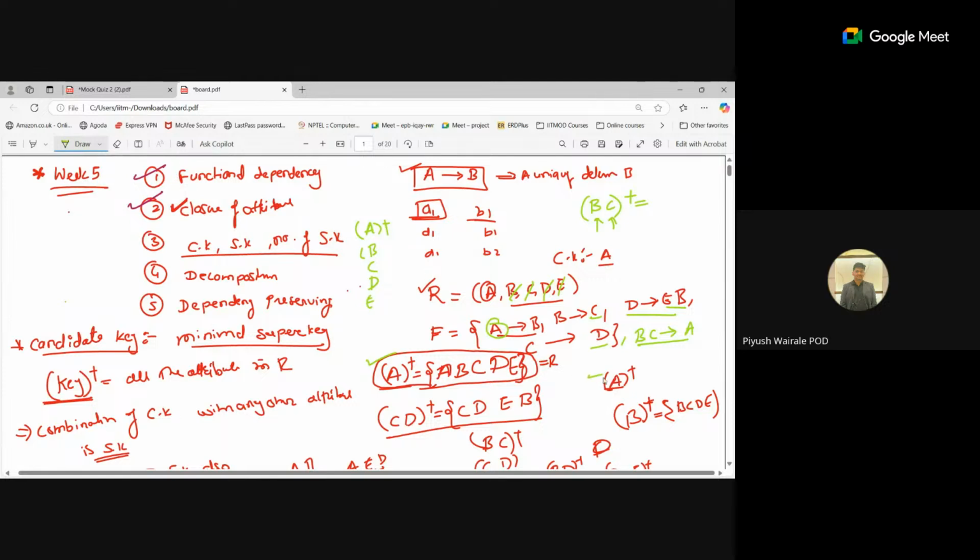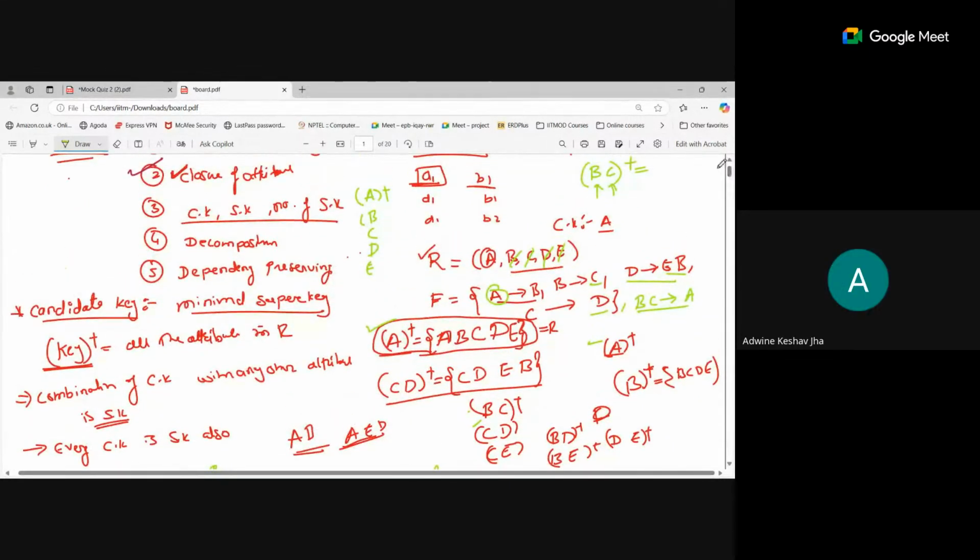So that is the process we have discussed that we have to follow. We can have more than one candidate key in the functional dependency set. Yes, more than one candidate key is there.